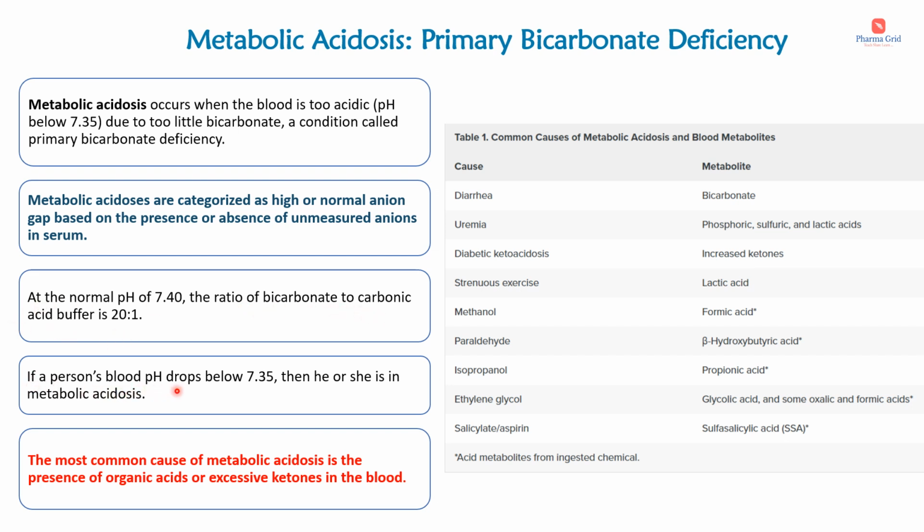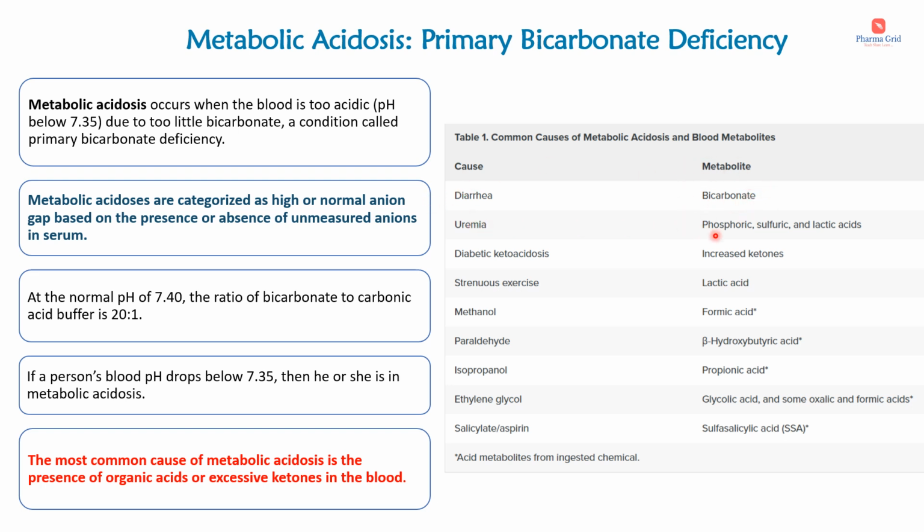If a person's blood pH drops below 7.35, then he or she is in metabolic acidosis. The most common cause of metabolic acidosis is the presence of organic acids or excessive ketones in the blood. In this table, you can see the common causes of metabolic acidosis and the blood metabolites. Here you can see the cause as well as the metabolite. In diarrhea, what will happen? Excess bicarbonate will be lost, so bicarbonate is the metabolite involved in diarrhea.